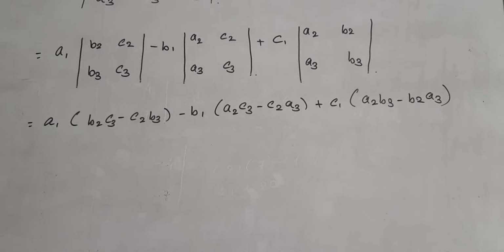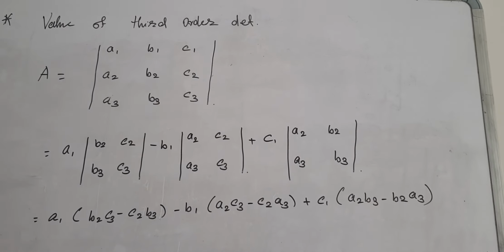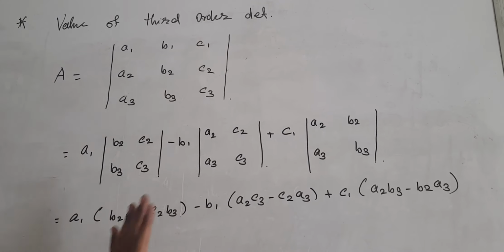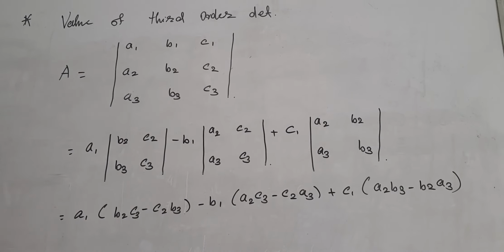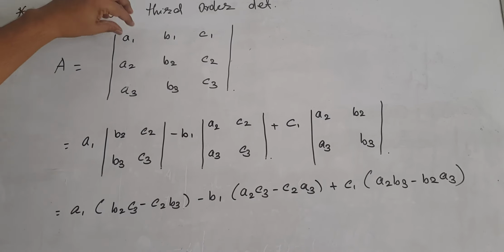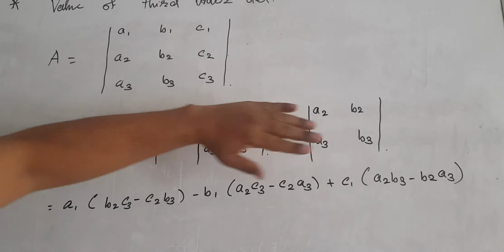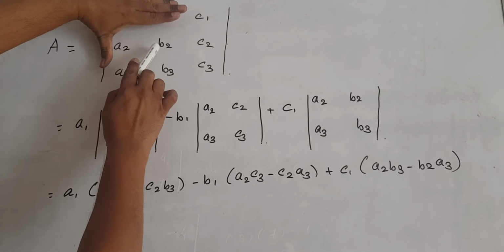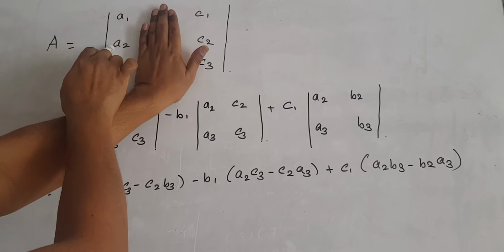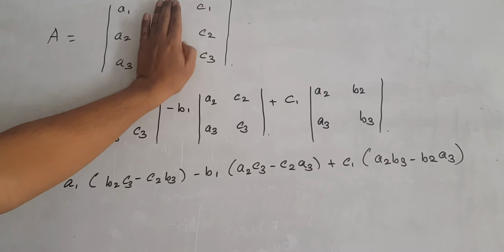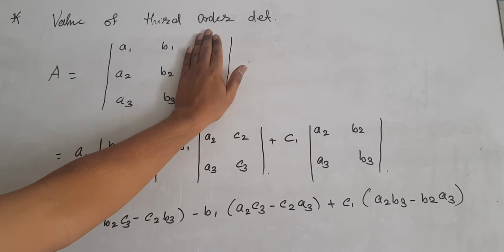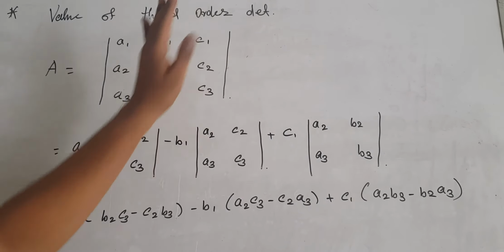Is that clear? This expansion is very important for you. I tell you, you have to write this at least 10-15 times, so that you know this logic by heart. Clear? You can go like this. See, a1 is present, so just cross multiply: b2 c3 minus c2 b3, minus b1 into a2 c3 minus c2 a3, plus c1 into a2 b3 minus b2 a3. आप डायरेक्टली डिटर्मिनेंट से इस तरह लिख सकते हो.